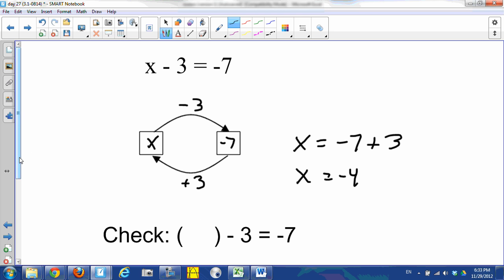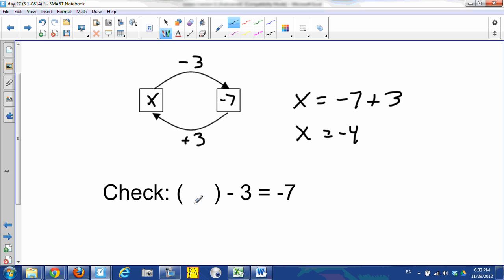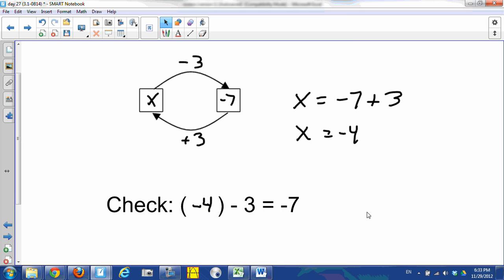Now, I know that this is so basic that you probably don't need to check it, but this is how you check. You need to get used to checking your solutions, because the more complicated equations, you might have made a mistake, and so you're going to want to substitute your solution, negative 4, back into the original equation, which, let me remind you where I'm getting this from.